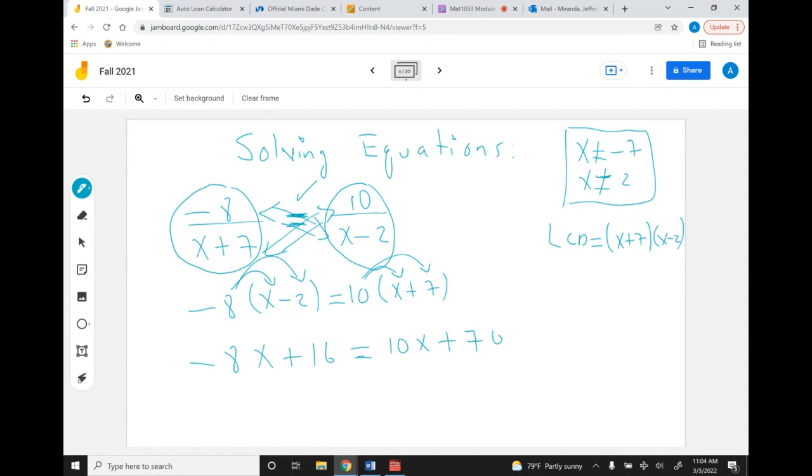Okay. And then I need to solve for x. So I have x's, I have -8x on the left, and on the right I have 10x. I need to be able to move them on one side, and the constants, which is 16 and 70, they need to go to the right. So I need to move some things around.